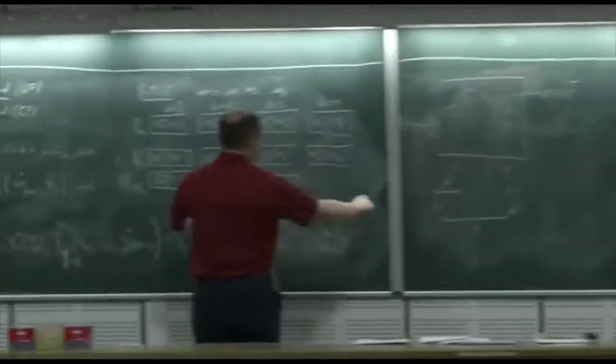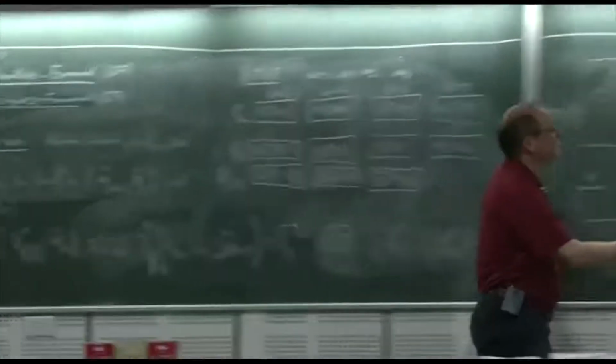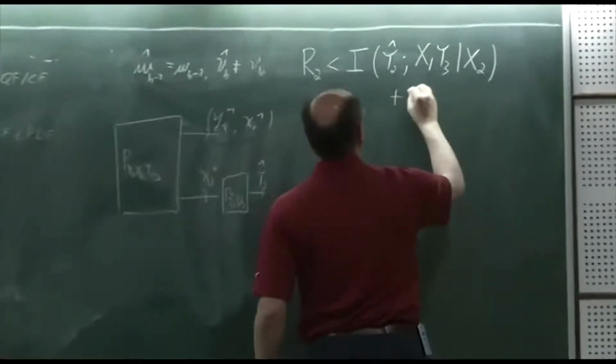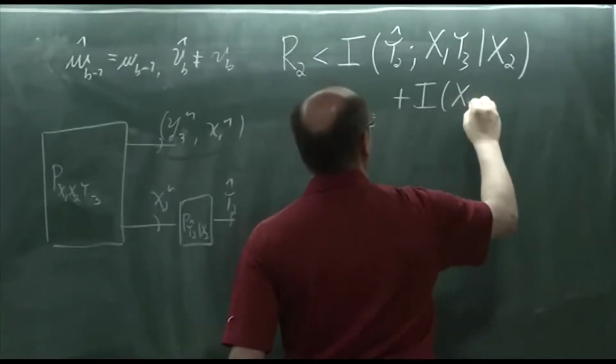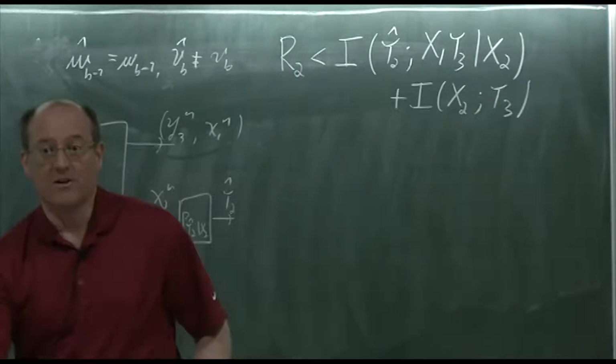Now we add that here. Here it's easy. It's just going to be I(X2; Y3). You know, right? So plus I(X2; Y3). Okay, so that's the first error event.